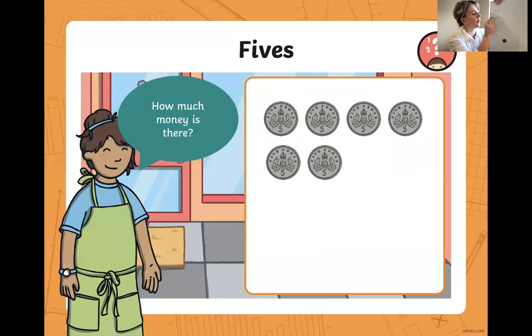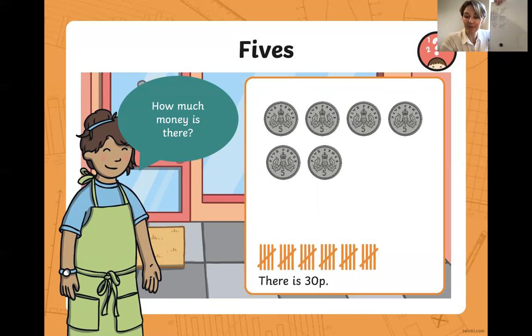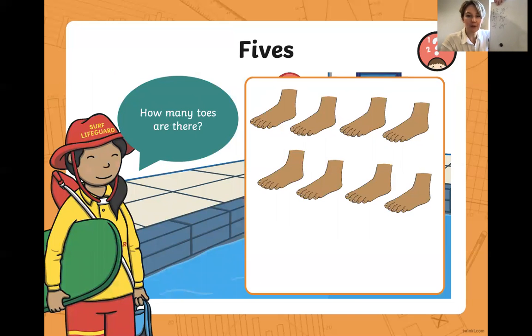Okay. Coins. So you ready? 5, 10, 15, 20, 25, 30. But remember, we're learning how to show that in the tally chart. So 6 groups of 5, counting 1, 2, 3, 4, 5 each time. Okay? 5, 10, 15, 20, 25, 30. There's 30 pence there.